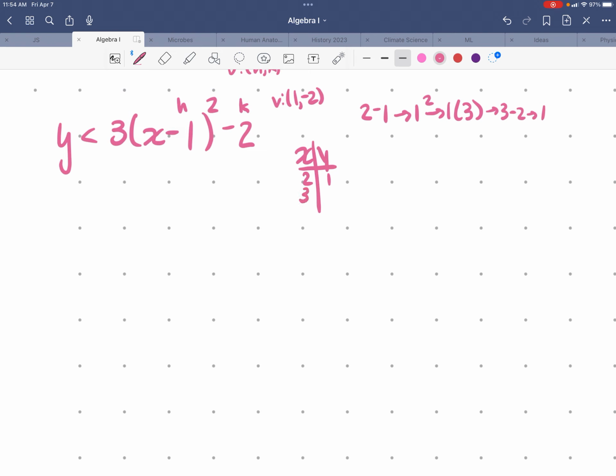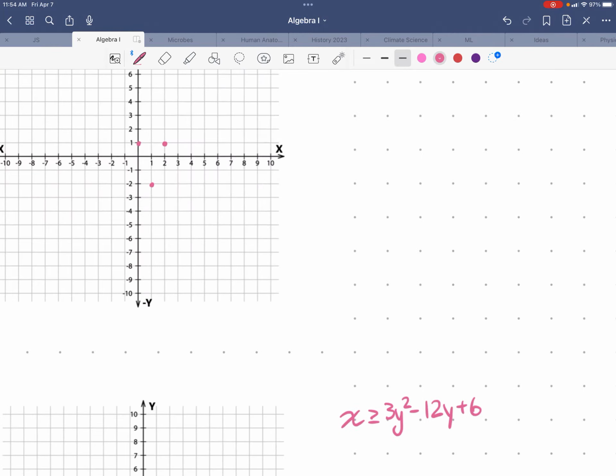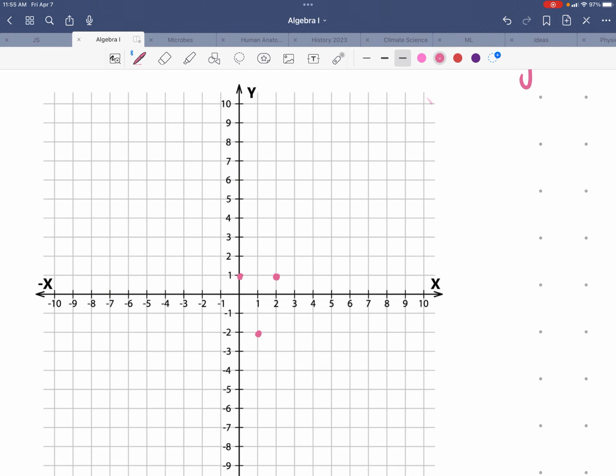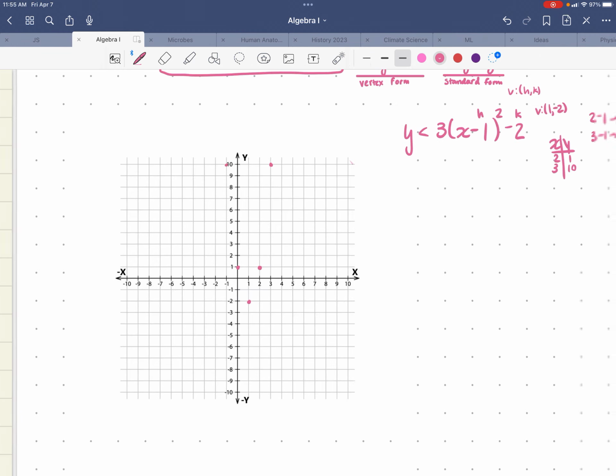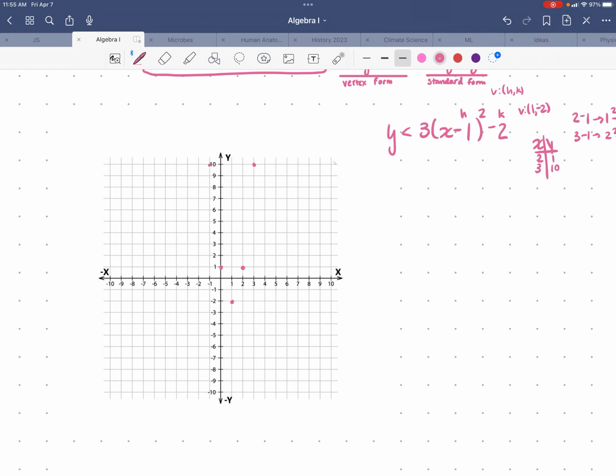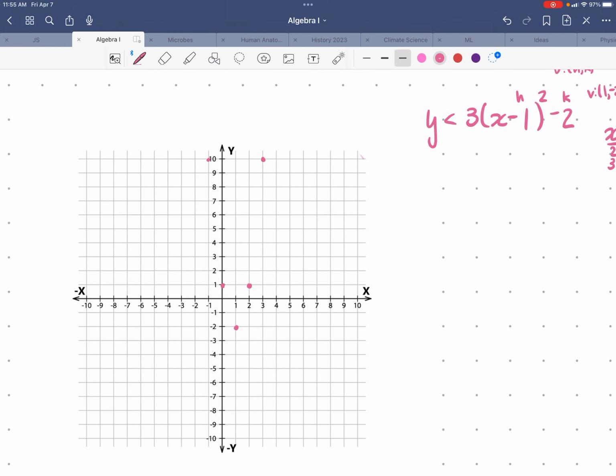And now, moving on, we can plug in 3 for x. We get 3 minus 1, 2 squared. 4 times 3, 12 minus 2. We get 10. So our third point is (3, 10). And now our graphing is done. Now we need to decide what kind of line to use. Since our inequality uses less than and does not include equal to, we will use a dotted line.